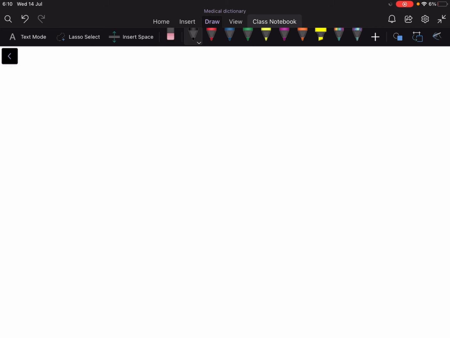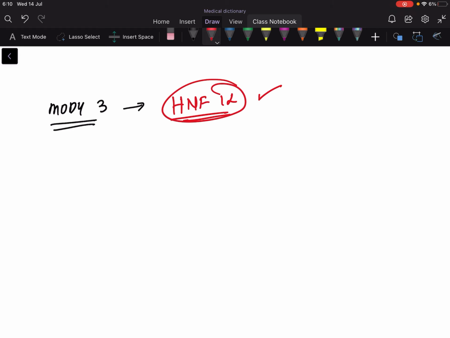Next we will talk about MODY 3. So what is happening in MODY 3? In MODY 3 there is a defect in hepatocyte nuclear factor. Yes, it is not 4 alpha, it is 1 alpha. This is also a kind of transcription factor, and you know that we cannot synthesize insulin without transcription factors, right?